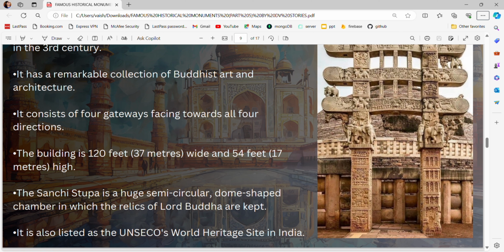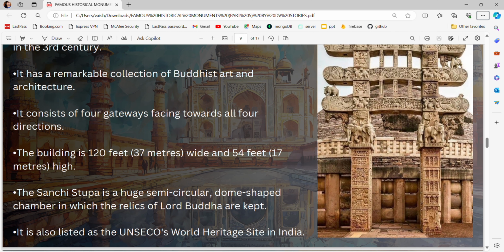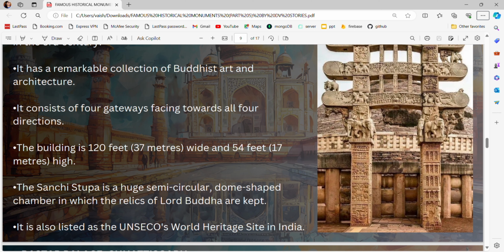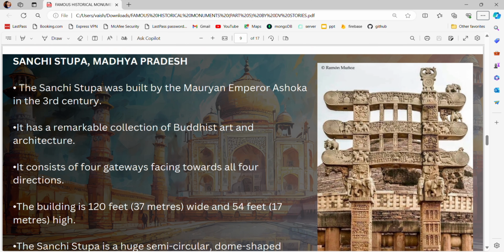And the Sanchi Stupa is a huge circular dome-shaped chamber in which the relics of Lord Buddha are kept. And it is also a listed UNESCO World Heritage Site.